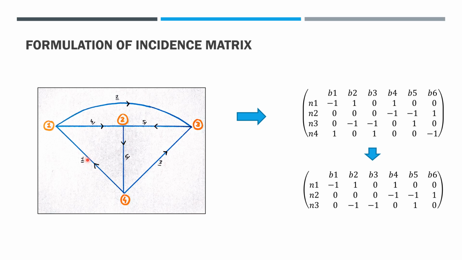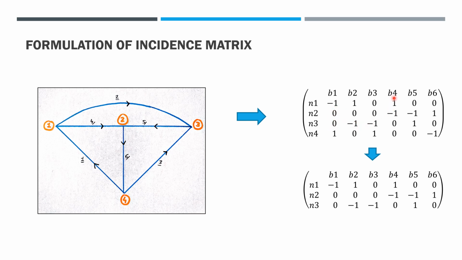By convention, if the direction of a branch is towards a node, then the corresponding element will be minus 1. We can observe it here. The direction of branch 1 is towards node 1, so the corresponding element is minus 1. And the direction of branch 1 is away from node 4, so the element for branch 1 and node 4 is 1 and other elements are 0.